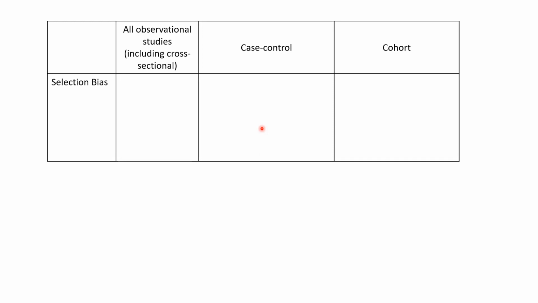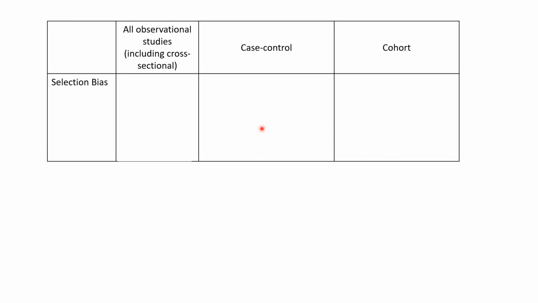Do you have other types? Loss to follow up. Perfect. Loss to follow up for cohort. It's the same idea, a selection bias. People who decide to stay in the study might be different from those who decide to stop. It could be related to the exposure or the outcome. They started having some symptoms and decided to stop participating in the cohort, and maybe later they will develop the disease. So it will be a selection bias.